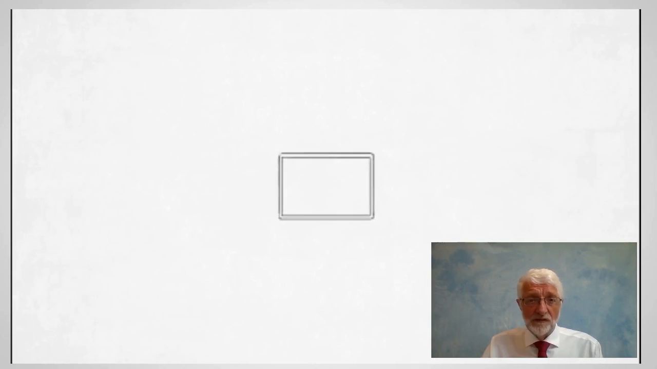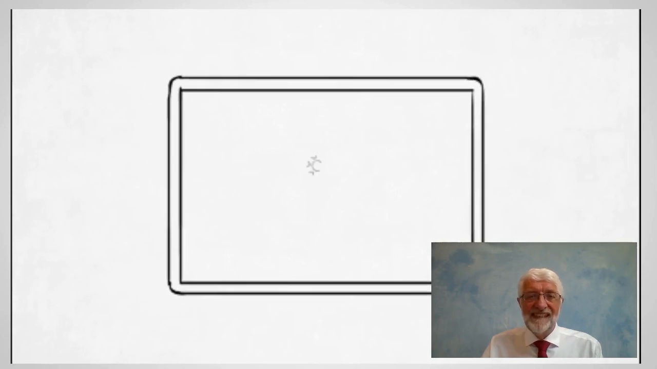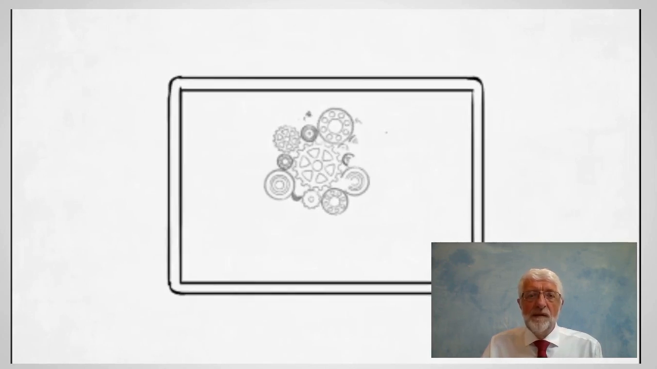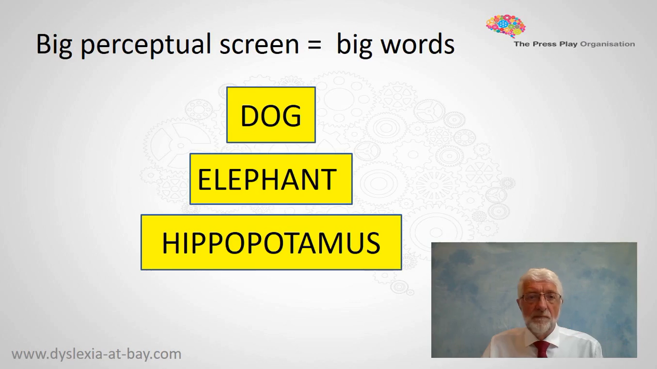So size matters, folks. The bigger the screen, the more we can fit onto our screen. And the more we can fit onto our screen, the greater the detail we can see. And that's what we do in Dyslexia Bay. We make the screen not as big as the average, we make it bigger than average for children who already have a small screen. And in that way, they can see bigger and bigger pictures, bigger and bigger words. So if they've struggled with the word dog, we make the screen bigger so elephant fits onto it, and then we make it even bigger so they can do hippopotamus.